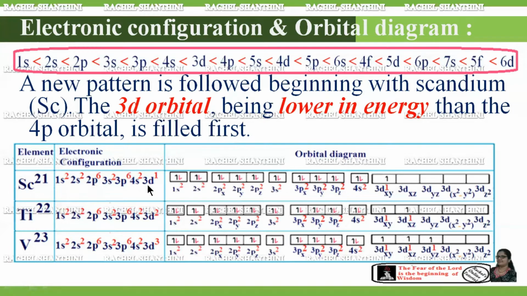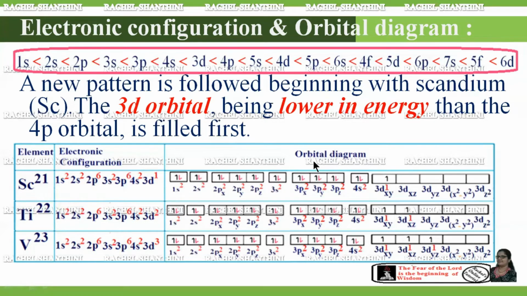Only 1. So this electron won't occupy 4p orbital, which is in n shell. Instead, it comes down to the d orbital in the m shell. So the electronic configuration of scandium is 1s2, 2s2, 2p6, 3s2, 3p6, 4s2, and 3d1.